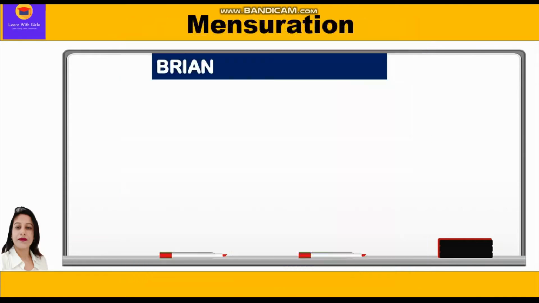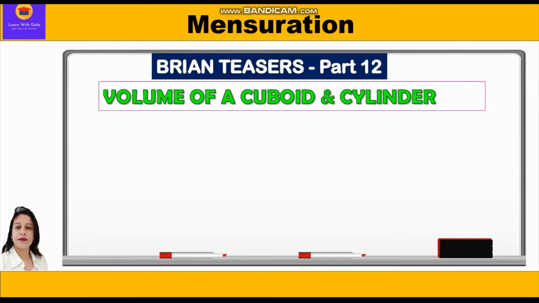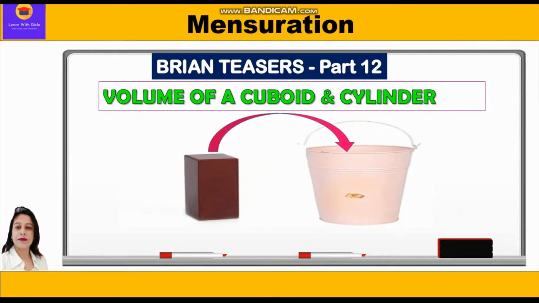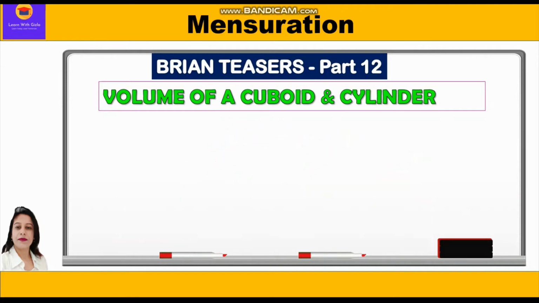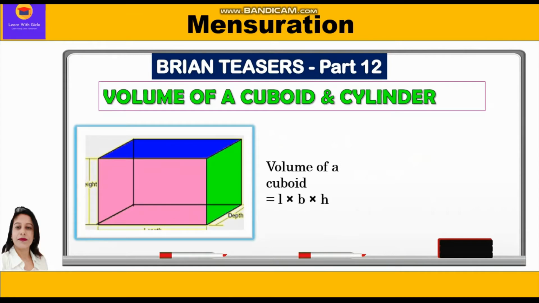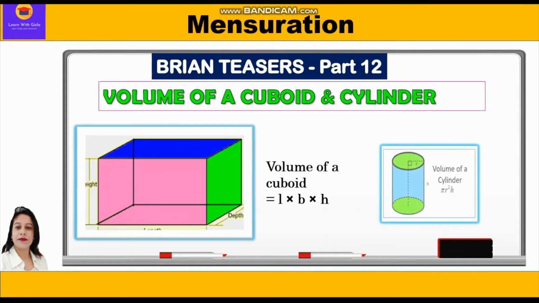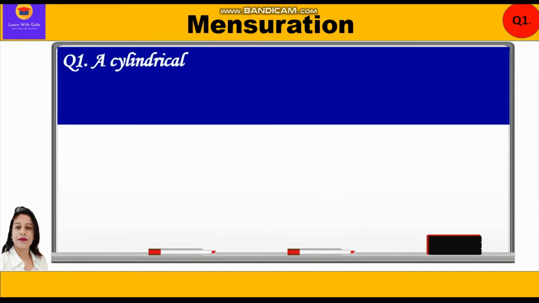In this video of mensuration, we shall take up two questions in which an iron solid or a stone of cuboid shape is immersed in a cylindrical container or bucket, which caused a rise in the level of water which was inside that bucket or container. Now we know that the volume of cuboid is length into breadth into height and volume of cylinder is pi r square h. Now let's start question number 1.